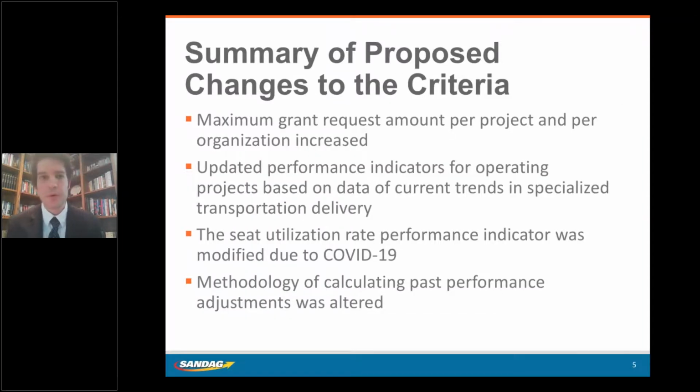However, staff are proposing a few modifications for Cycle 11. They are shown in attachment 2 of the staff report, and I will discuss in further detail today. In summary, staff proposes to 1, increase the maximum grant request amount both for projects and applicants. 2, update the performance indicator metrics used for operating projects. 3, modify the seat utilization rate as a performance indicator. And 4, alter the methodology used to calculate past performance adjustments. If we can go to the next slide.